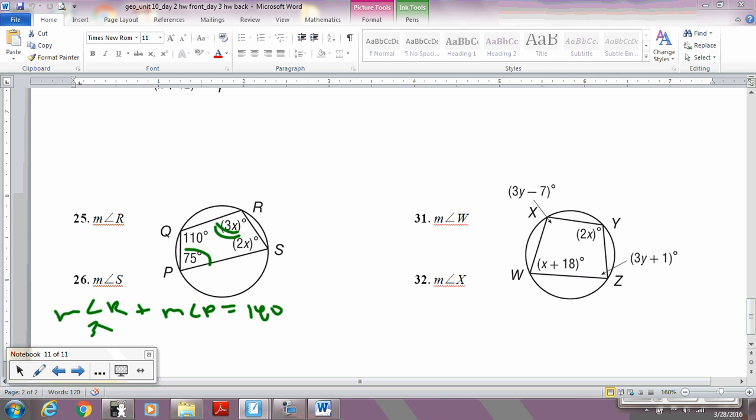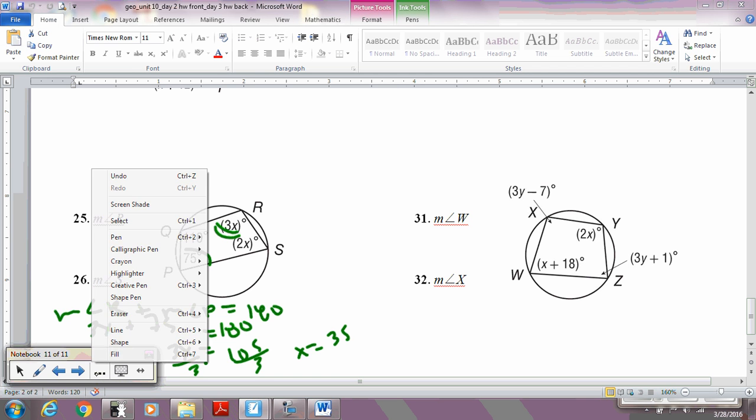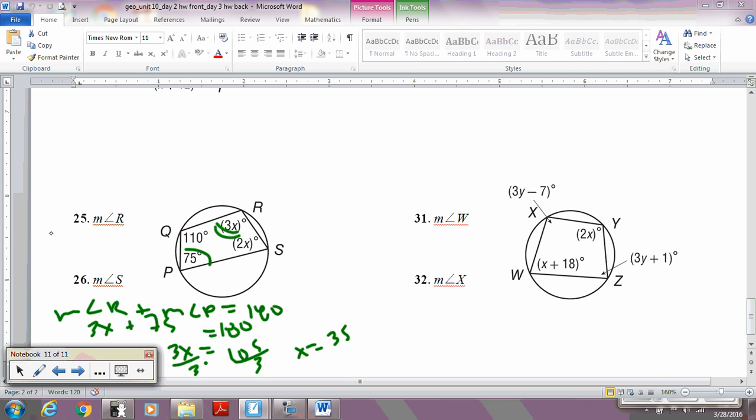So that means 3x plus 75 will equal 180. Subtract 75 would leave you with 3x is equal to 105. And if you divide by 3, x will equal 35. But I'm not looking for x, I'm looking for R. And R is equal to 3 times x, so 3 times 35, which is 105. So 105 degrees is angle R.